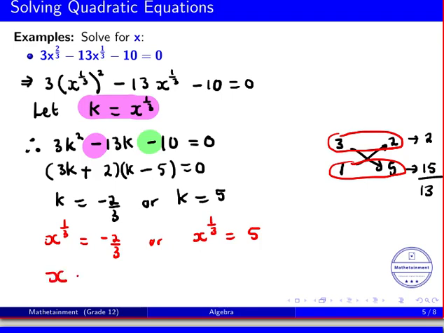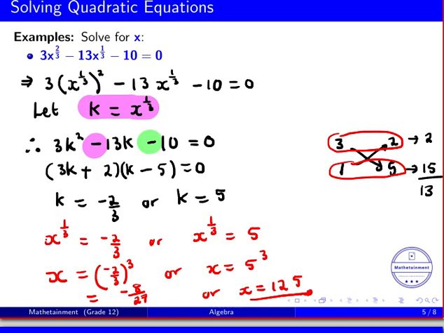I will have x on the left hand side being equal to negative 2 over 3 cubed, or x being equal to 5 cubed. So what is negative 2 over 3 cubed? That is exactly negative 8 over 27. That's your first answer. Or x equal to 5 cubed. 5 cubed is exactly 125. So these are your two solutions now. We have solved for x.